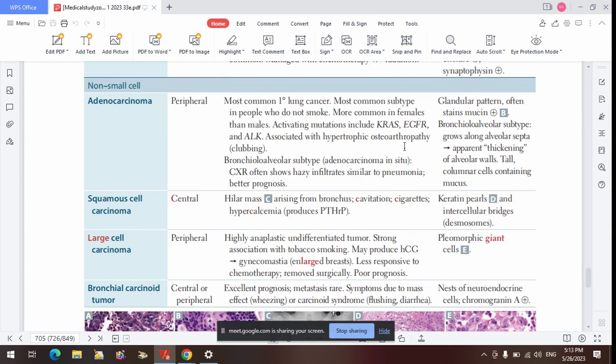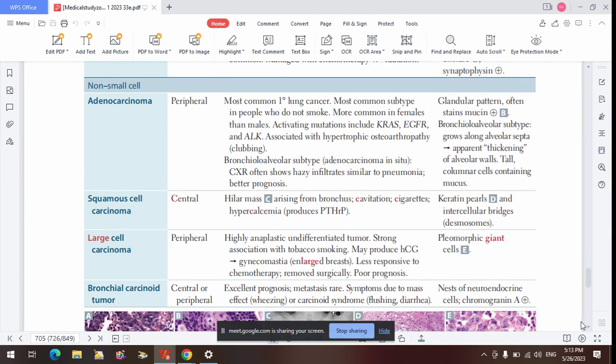Do you guys remember that adenoma-carcinoma sequence when we were doing GI? You remember that KRAS is one of those implicated molecules, before TP53 does the finalization. So APC first, KRAS, then TP53. So KRAS, your EGFR, and your ALK, that's for your adenocarcinoma. Hypertrophic osteoarthropathy is associated with this one.